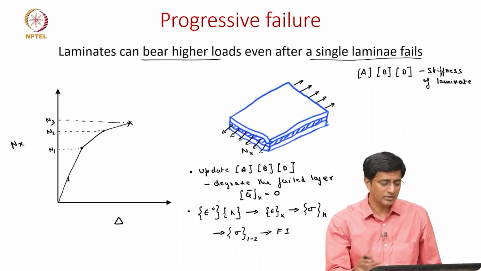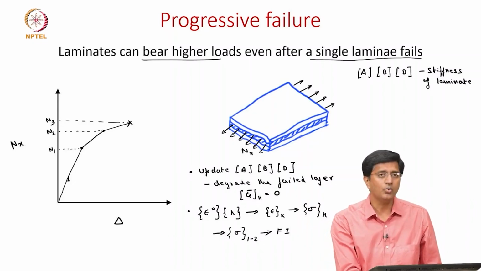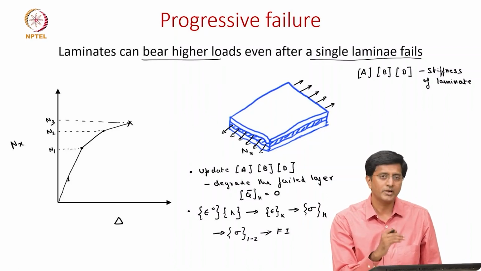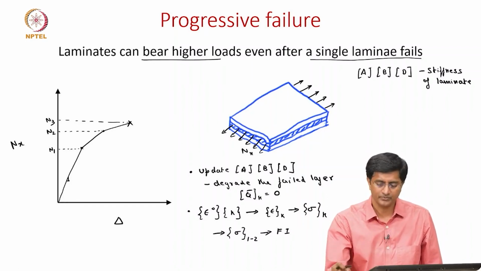Okay, so with this we have seen how we can predict this progressive failure by reducing the stiffness of the laminate one step at a time.